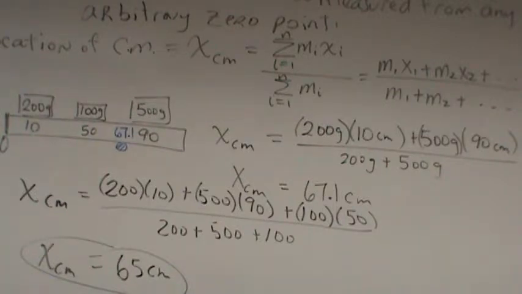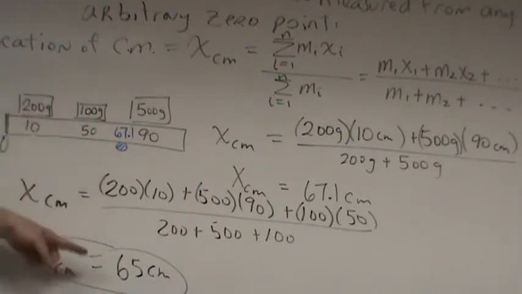All right. Hey, any questions? Anyone not getting 65, or if you chose 10 as your arbitrary 0, 55? Anyone not getting those? Anyone need to talk about this?